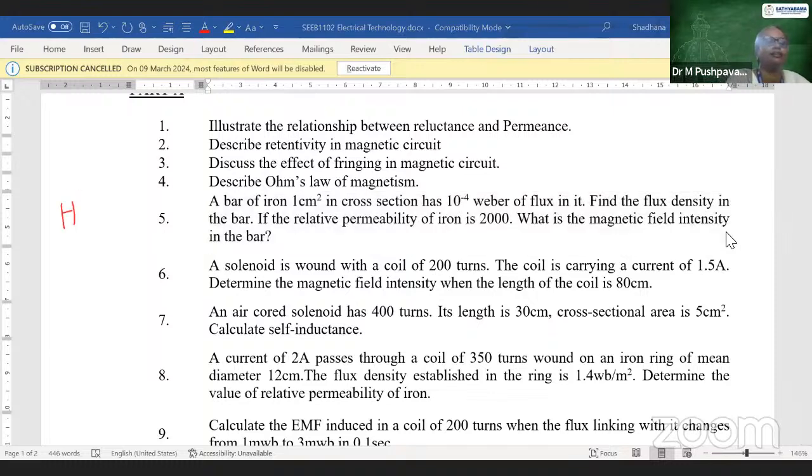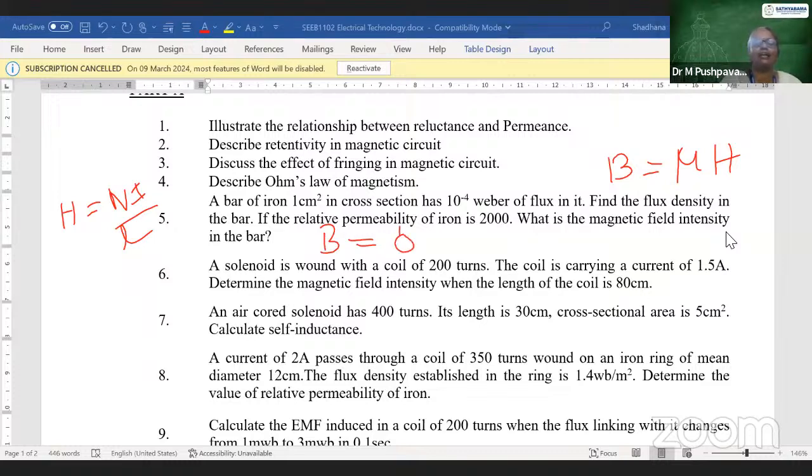H is equal to Ni by L, I can use. Okay, Ni by L. But when I go with that, the number of turns and current are not given. So I definitely have to use B is equal to nu H. So first you find out the value of B. What is the formula I have to use for B?